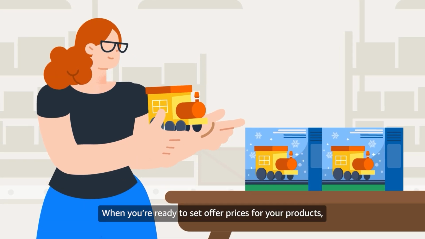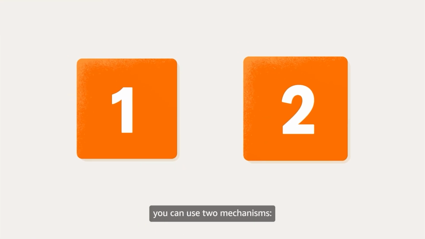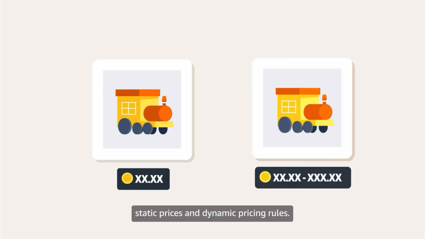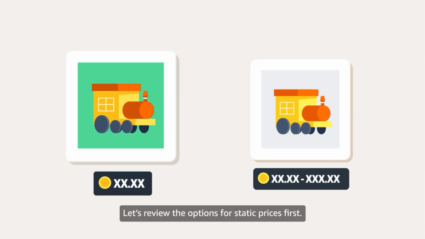When you're ready to set offer prices for your products, you can use two mechanisms: static prices and dynamic pricing rules. Let's review the options for static prices first.